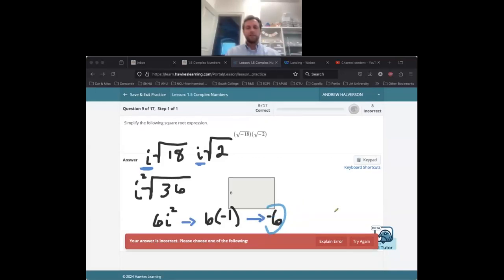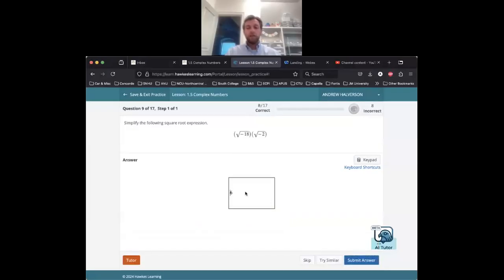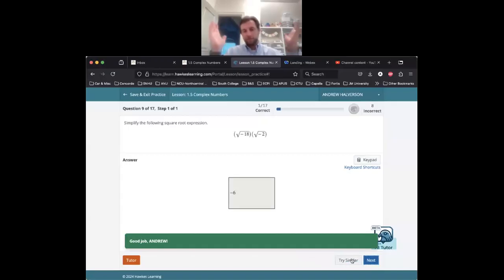Negative 6. And so let me try again. So turn the negative square roots into an I, pulling the negative outside of the square root by turning it into I, then multiply the radicals, and then see if you can simplify the radical. If you can, simplify it. And so in this case, let's try again. Negative 6, submit answer. Yay, we got it.